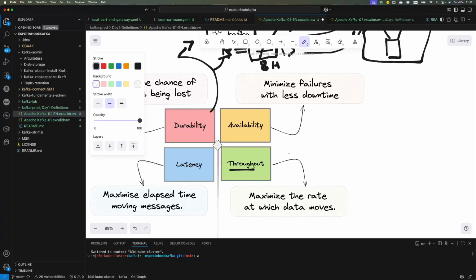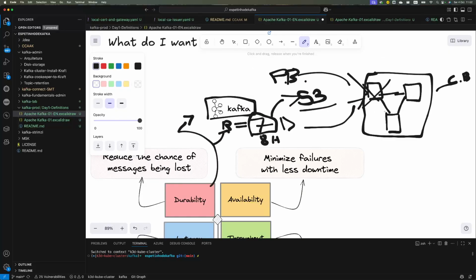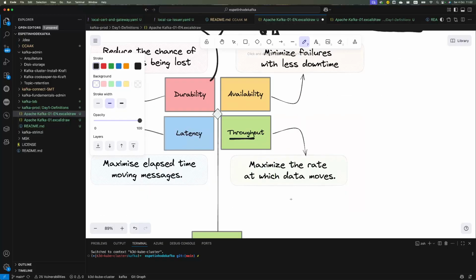Because Kafka is designed to write large volumes of data. It's not a hard thing to do. You can do this faster, but it requires some configuration on our brokers, as I said. We can do some configuration on the broker side to guarantee this throughput, or to maximize the rate at which data moves. So it's a different concept here.